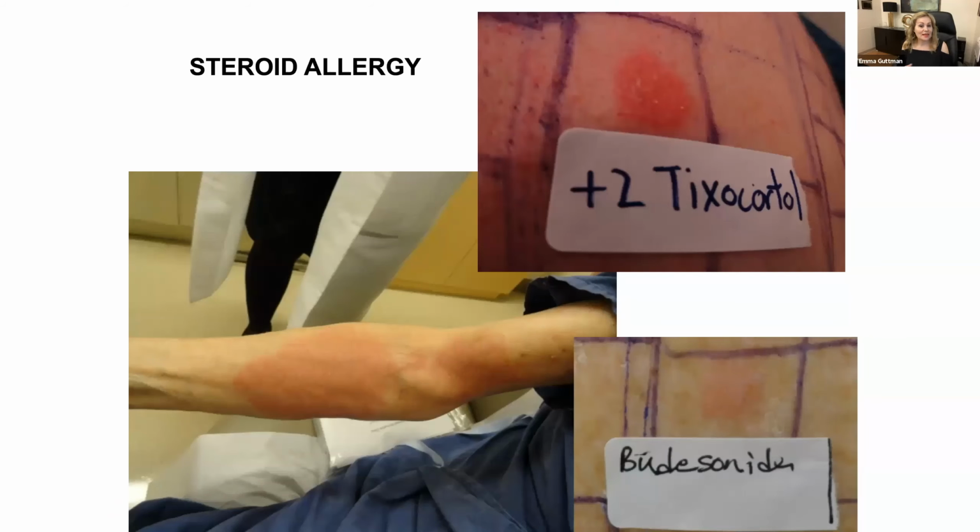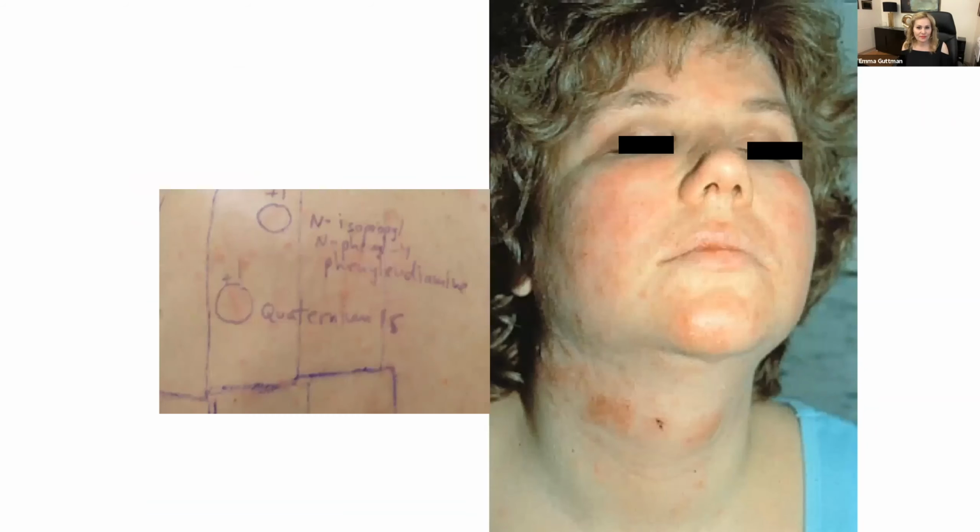Steroid allergy. While this is rare, we can be allergic to steroids that we are prescribing, and we need to keep that in mind, such as this person that was allergic to tixocortol, and then another person allergic to budesonide. And we need to remember that because we need to know which class of steroids we need to prescribe.